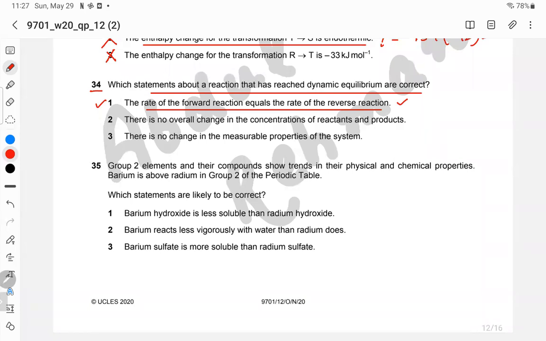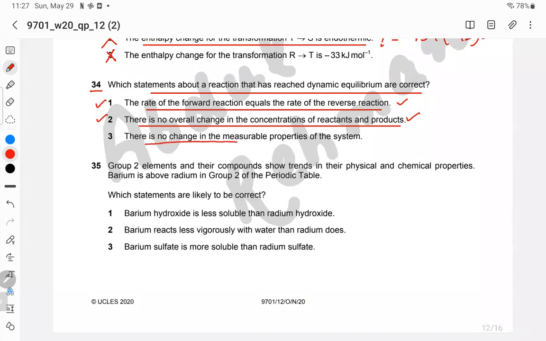Okay, Tisha, let me find. There is no overall change in the concentration of reactants and products. Yes, when dynamic equilibrium is reached, there is no change in the concentrations. The concentration becomes constant. So the second statement is also correct.